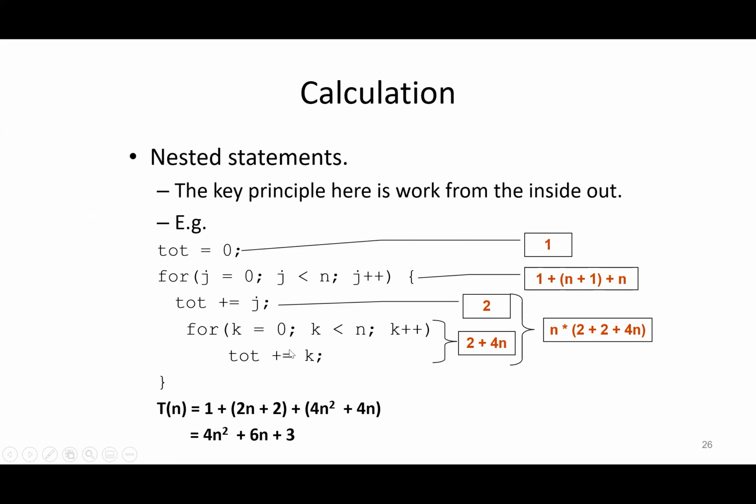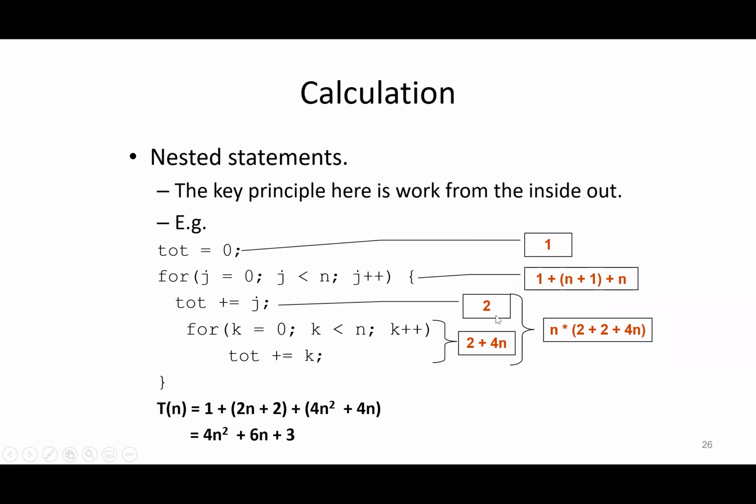Okay, here it is plus, and here we use k only. So this part will require 2 plus 4n, like the previous one, right? So we add up the total operations inside this for loop: it will be 2 plus 2 plus 4n, right? And this outer for loop will loop n times, so that's why we multiply the whole thing by n.